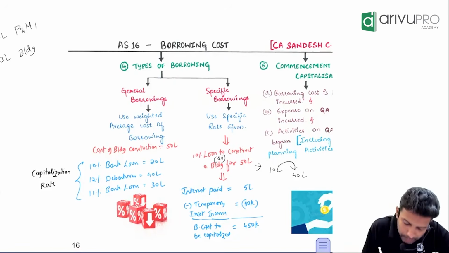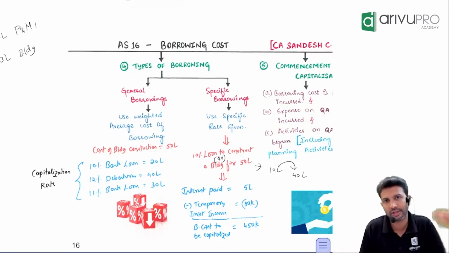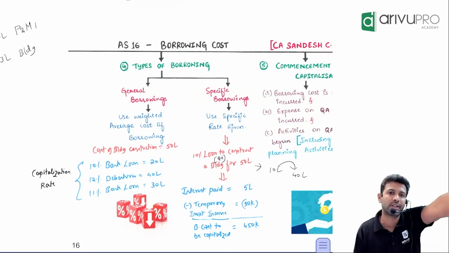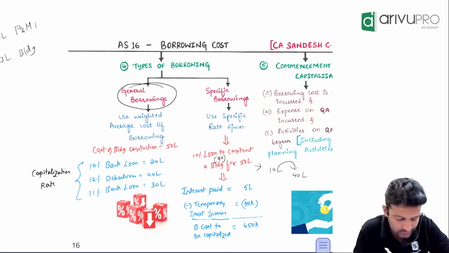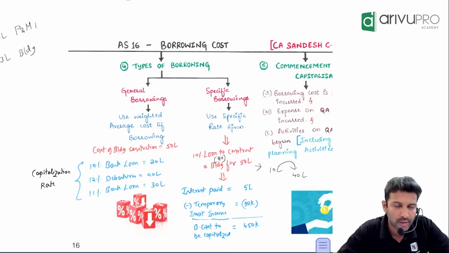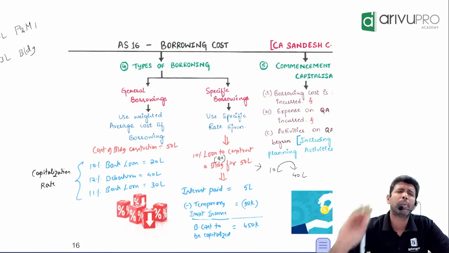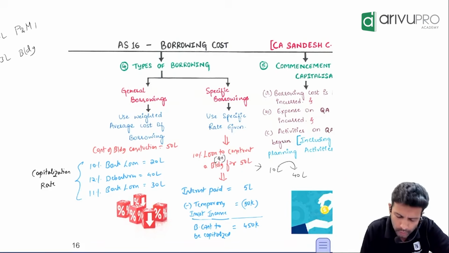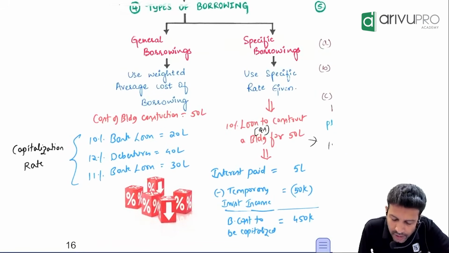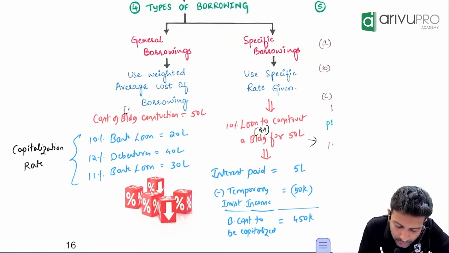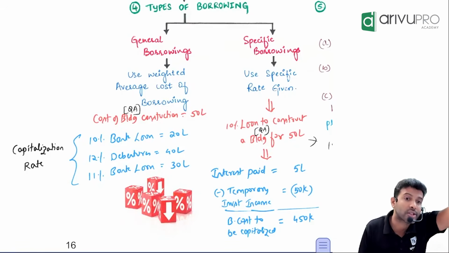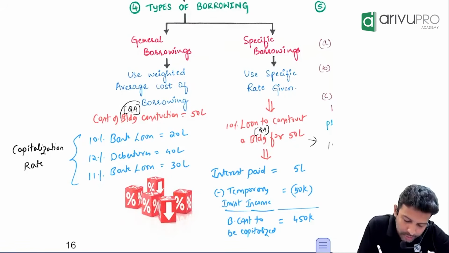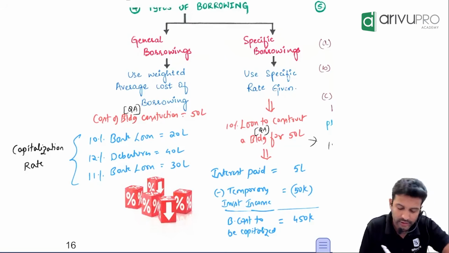If you have multiple loans used for multiple purposes, and you are not able to identify the purpose of utilization of such borrowing, we call it general borrowing. Now, with general borrowing, there will be a slight problem. Look at this example. I am constructing a building. Is the building my qualifying asset? Let's say the construction period is 2 years. Yes, it is a qualifying asset.